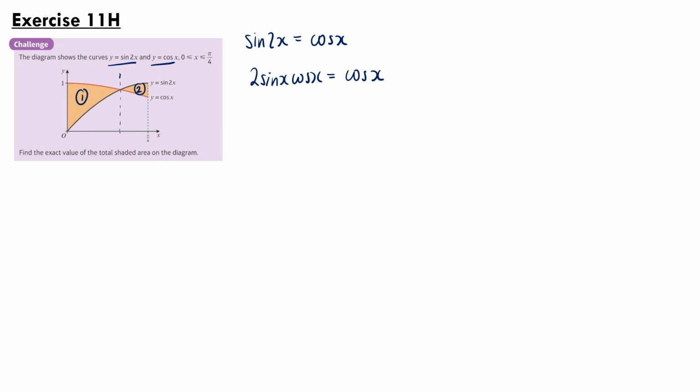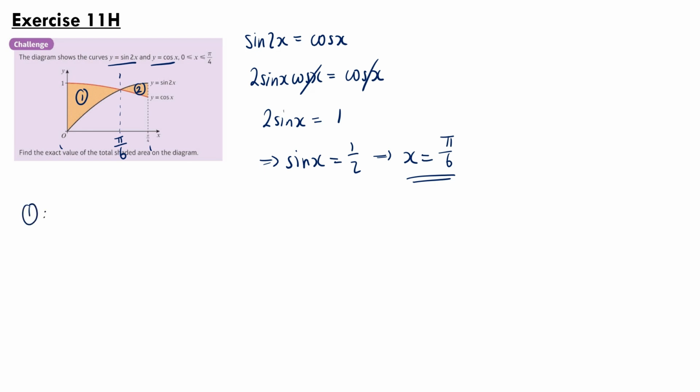Okay. And because we are between 0 and pi over 4, we can divide by cos of x safely, knowing that it can't be equal to 0. So we have 2 sine x is equal to 1. So sine of x is equal to a half, which means that x is going to be pi over 6 in radians. Okay, so this bit there is pi over 6. So for the first area, we're going to be integrating between 0 and pi over 6.